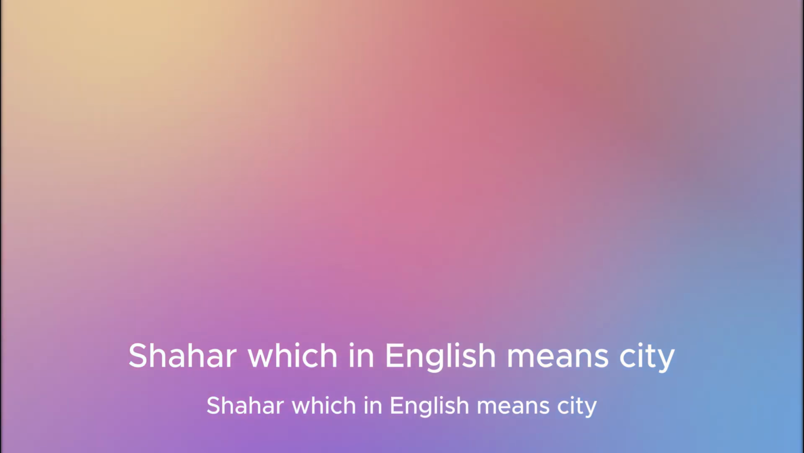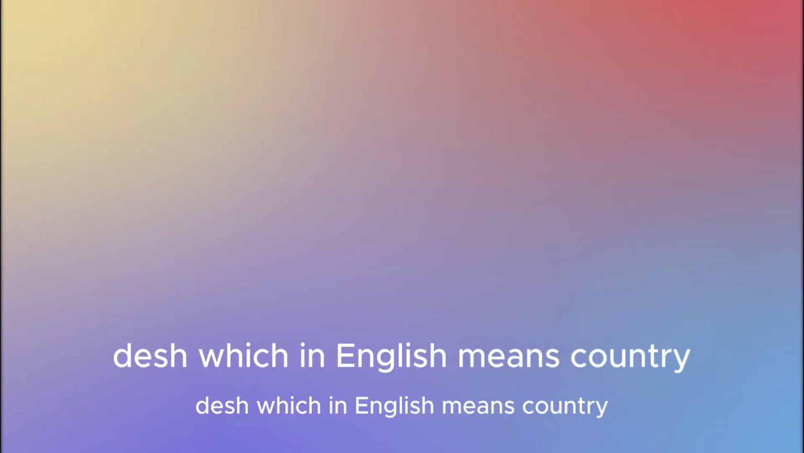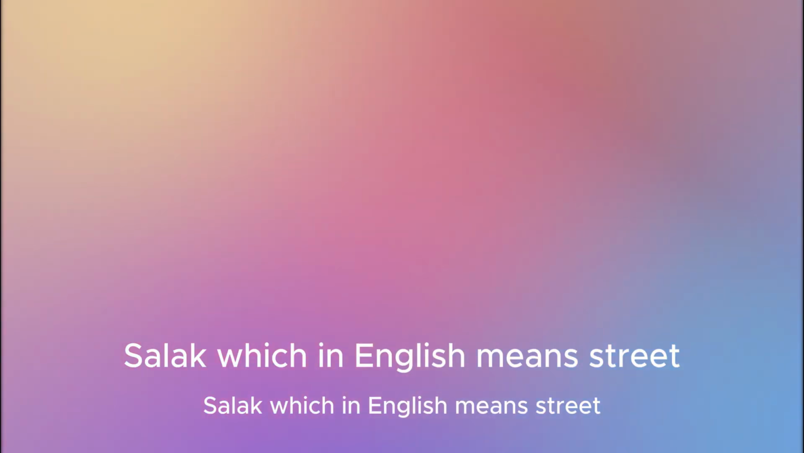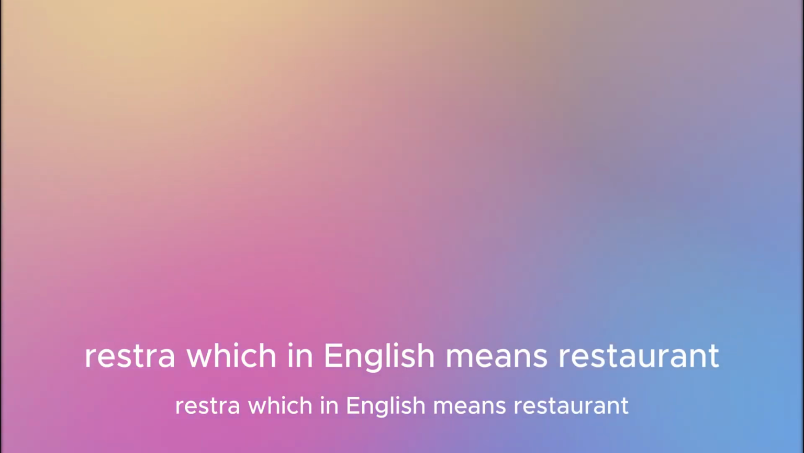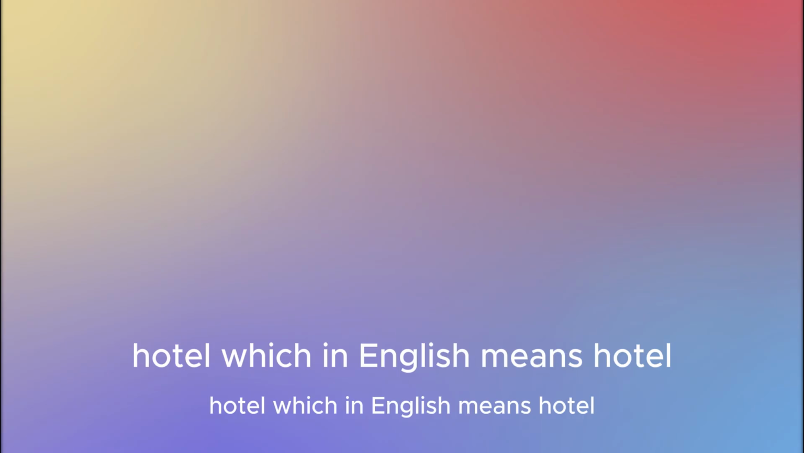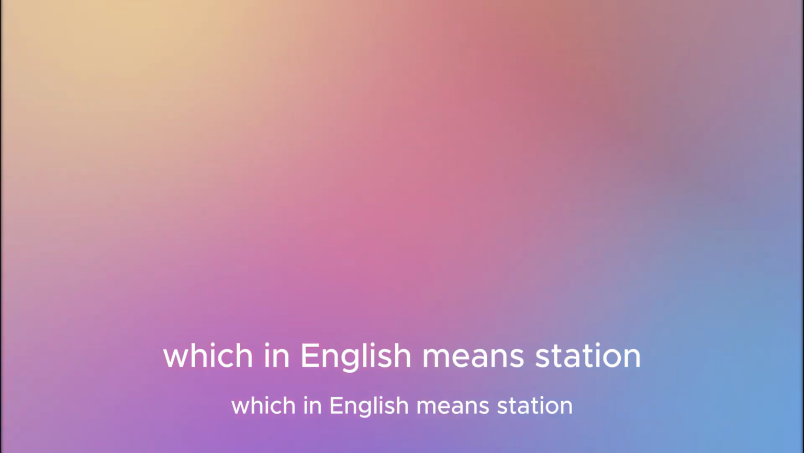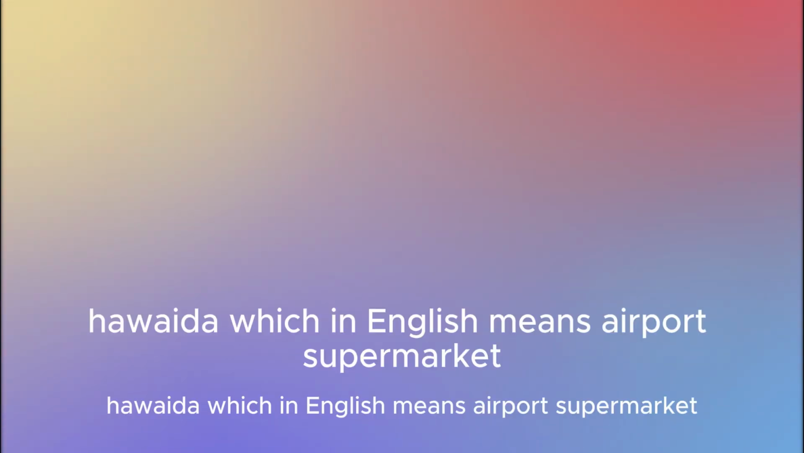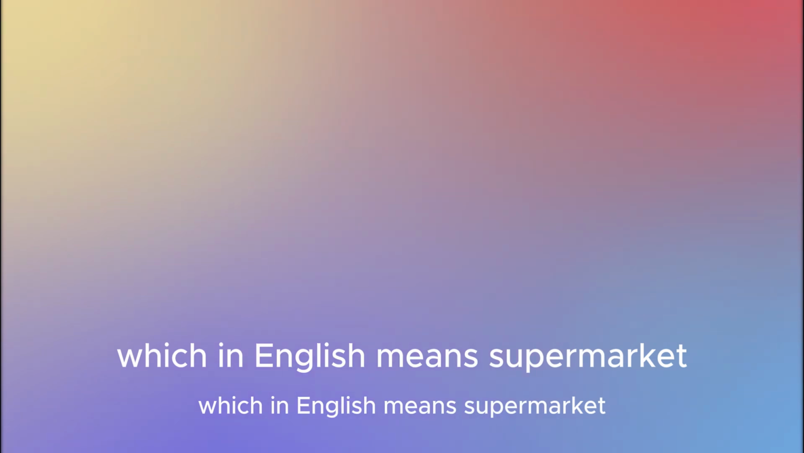Places. Sheher, which in English means city. Desh, which in English means country. Sadak, which in English means street. Restaurant, which in English means restaurant. Hotel, which in English means hotel. Station, which in English means station. Hawai Adda, which in English means airport. Supermarket, which in English means supermarket.